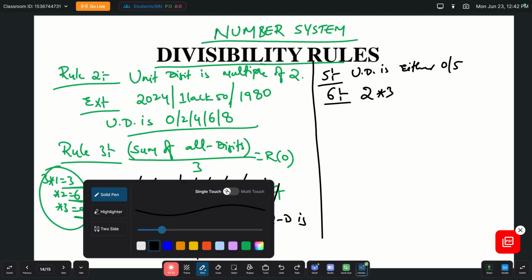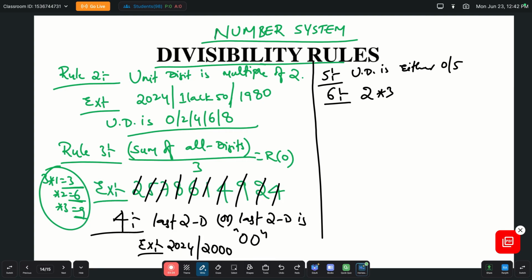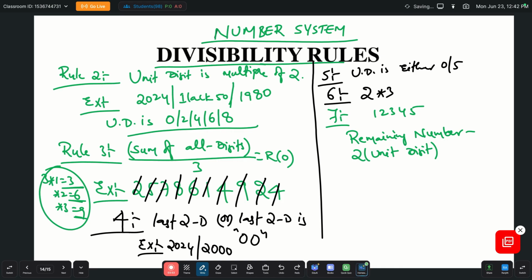What is the divisibility rule for 7? We have some method. To check whether the given number 12345 is divisible by 7, we take the remaining number minus 2 times the unit digit.